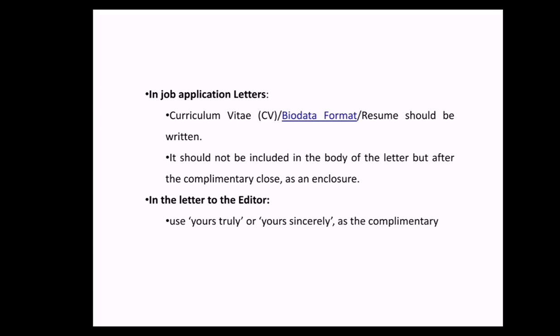Now, in job application letters, what you have to keep in your mind: the curriculum vitae, that is called CV or biodata format. The resume should be written. It should not be included in the body of the letter, but after the complimentary close as an enclosure. So, if you are writing a letter for a job, then you have to mention and attach your curriculum vitae at the end. In the letter to the editor, you have to use yours truly or yours sincerely as the complimentary close.